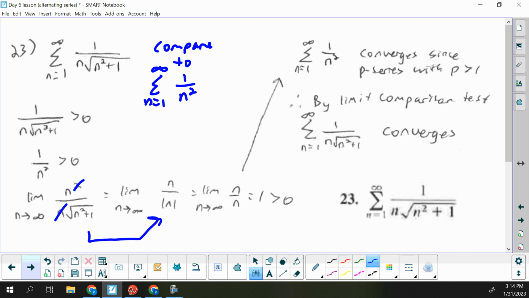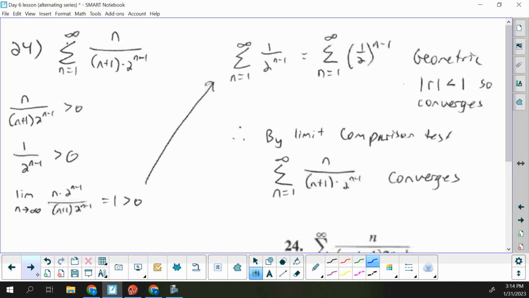But eventually that goes to 1, a positive finite constant, so our limit comparison is applying. Our nice series that we were using to compare is a p series with p greater than 1, so that's converging. And therefore, by limit comparison test, our original series is converging. Now, you have to say by limit comparison test for these.